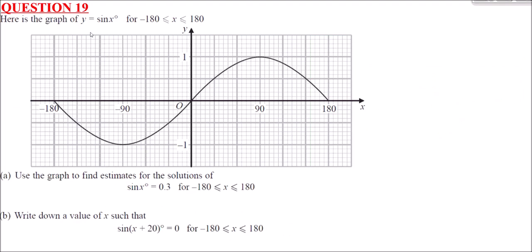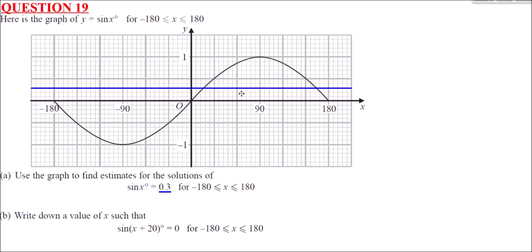Question 19, we have a graph of sine x. So y equals sine x from x being down at minus 180 degrees to positive 180 degrees. And for part A, we have to find estimates for the solutions of where sine x is 0.3 in the range of x being in between minus 180 and positive 180. And so if y equals sine x, we're basically trying to find where sine x equals y, where y is 0.3. So if I imagine now a horizontal line at 0.3, which is 3 little squares up, we can then see whereabouts our curve crosses this line.